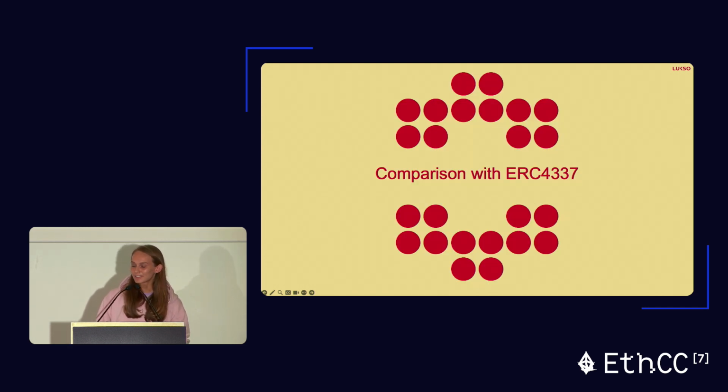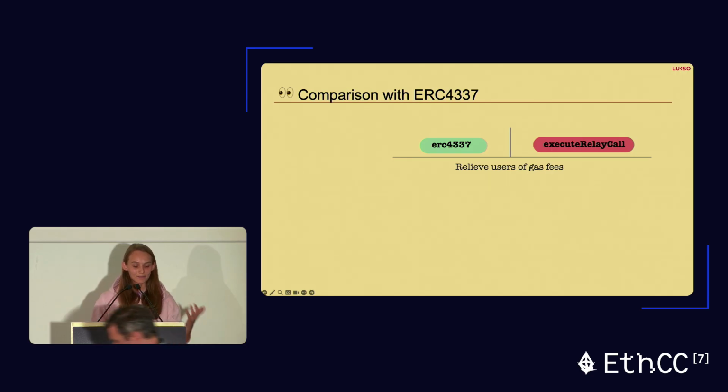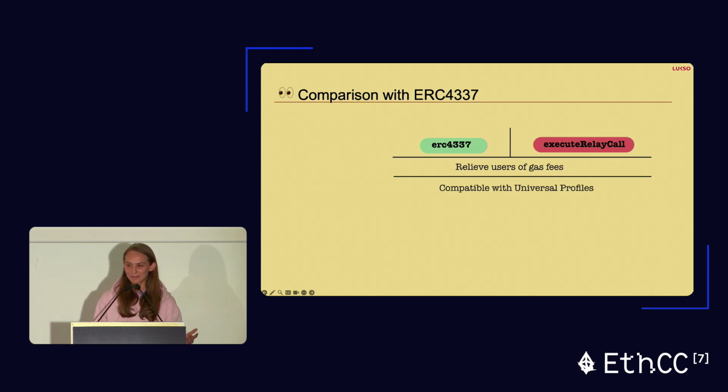To preempt a question that comes back quite often at Ethereum conferences, I wanted to make a little comparison between ERC-4337 and execute relay call. For those unfamiliar with ERC-4337, it's a gas abstraction standard, similar to how execute relay call is. They both relieve users from paying for their own gas fees. They are also both compatible with universal profiles.